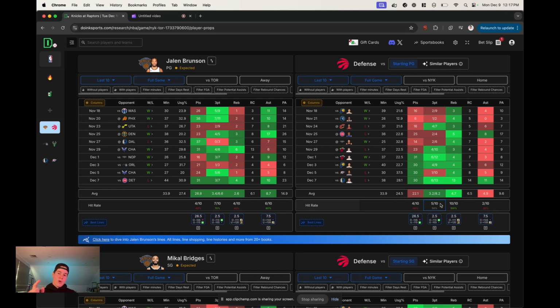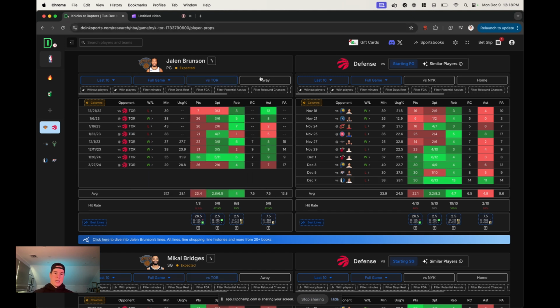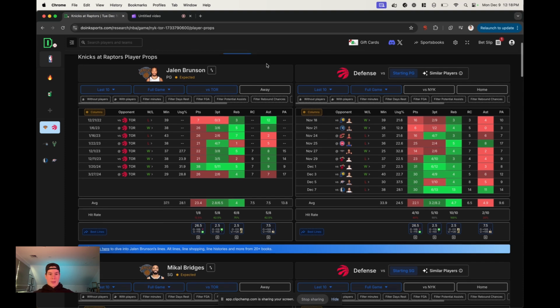However, most of those hits have come recently, which might indicate a recent injury or just generally recent weakness on the Raptors defense when it comes to point guard 3-pointers. Anyways, there's a million more things to check before we sign off this as a good bet. Let's check Jalen Brunson's history against the Raptors.